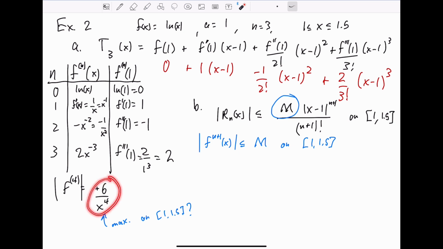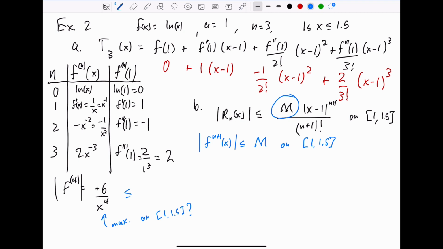What happens to this function? Well, as x gets larger, the denominator grows, and if the denominator grows, then the whole thing gets smaller. If we divide by bigger and bigger numbers, the entire fraction gets smaller and smaller. So this will have a largest value when x is smallest. Well, when x is smallest is when x equals 1. So the maximum occurs when x equals 1.